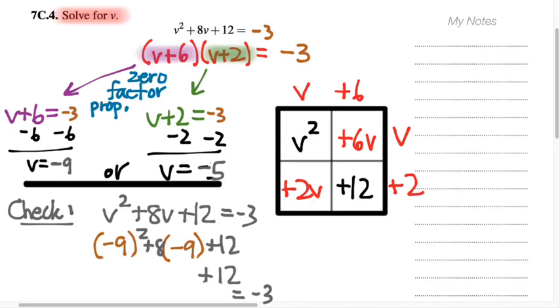All right, -9 squared, that's 81. 8 times -9, -72. And 81 minus 72 is +9. +9 plus 12 is 21. There we go. So the answer -9 does not, in fact, check out.